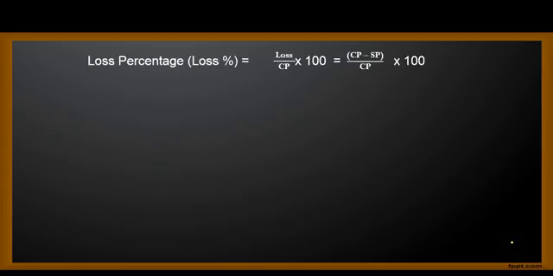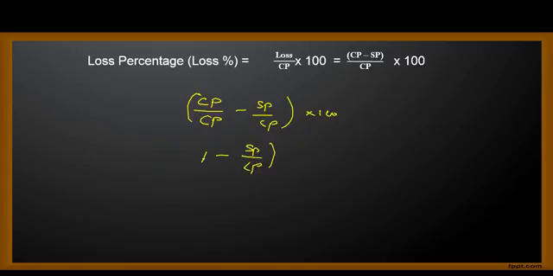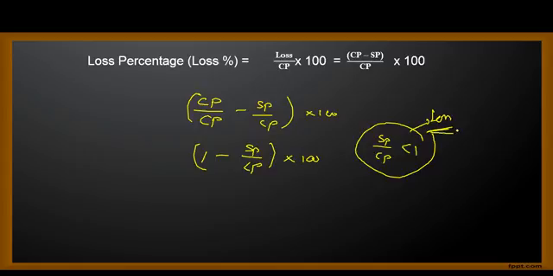Loss percentage is nothing but loss by cost price into 100. Loss is cost price minus selling price, so it is cost price minus selling price by cost price into 100. You can arrange this as CP by CP minus SP by CP into 100, which you can write as 1 minus selling price by cost price into 100. Note here, if the ratio between selling price and cost price is less than 1, we will get a loss. If it is greater than 1, we will get a profit.